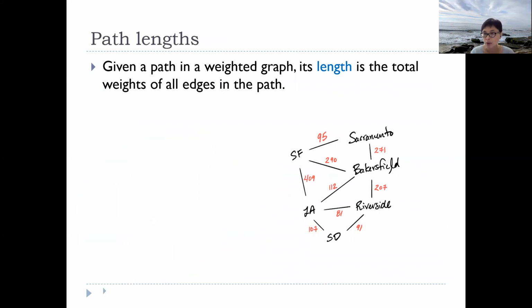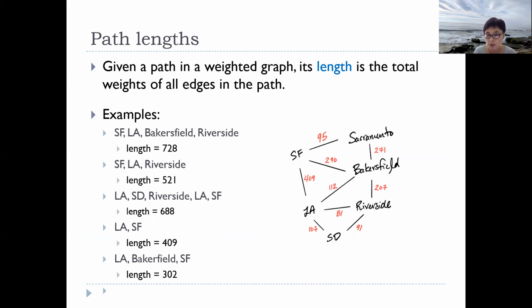So now we have a weighted graph. Now the length of a path is defined differently. Now we have to take the weights into account. In particular, given any path in this graph, the length is the total weight of all the edges in this path. Namely, you take the sum of all the weights of edges in this path.